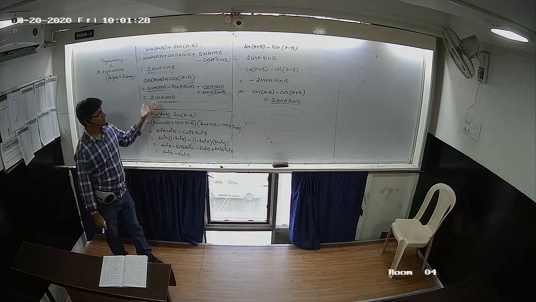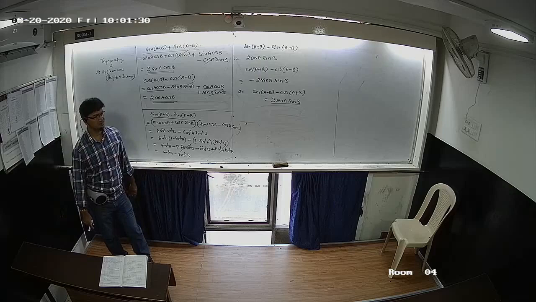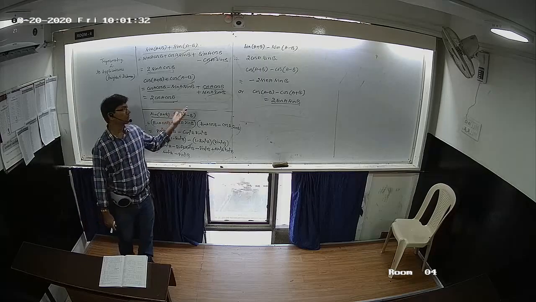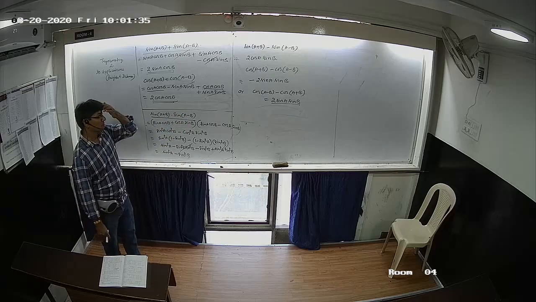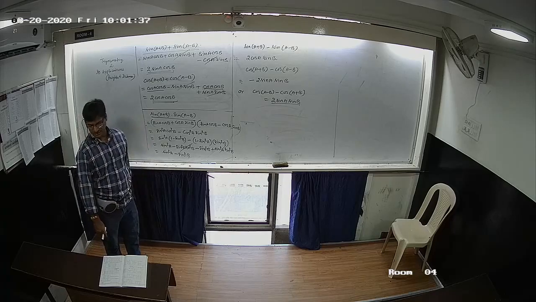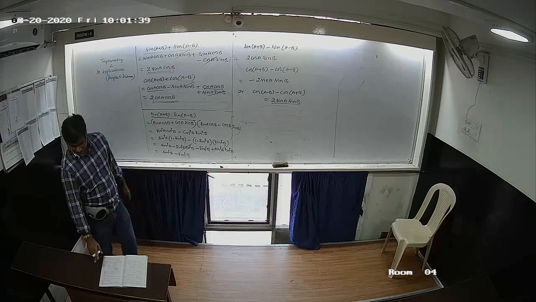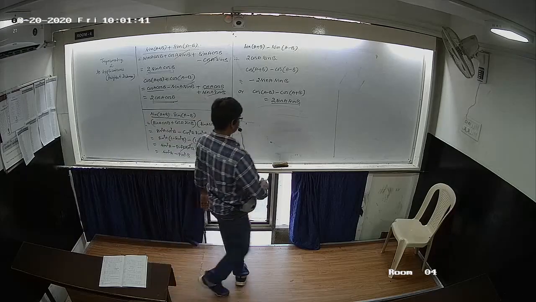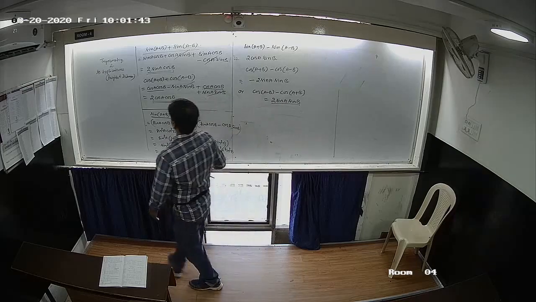So we got the sum, the differences, and the products of the trigonometric ratios of A plus B and A minus B. Let us have the values for the negative angles.